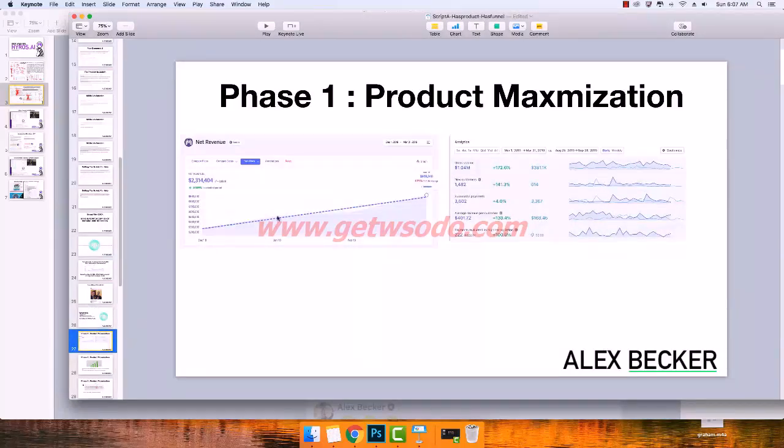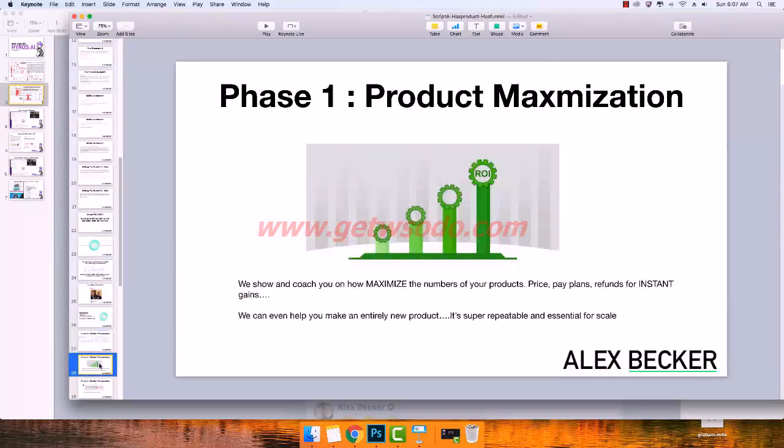First thing we're going to do is we're going to maximize your product so people start completing those payment plans. Okay, that's the first thing. We're going to maximize the amount of money you make from the product. And we're going to do that by showing you how to maximize your product numbers, the price, the pay plans, the refunds for almost instant gains. We can even show you to make an entirely new product. It's super repeatable and it's essential for scale.